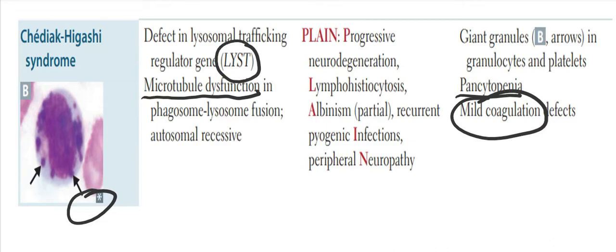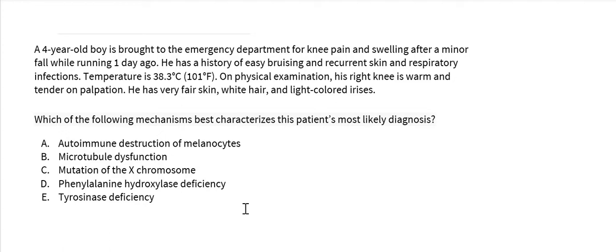Now that we understand what Chediak-Higashi syndrome is, let's go on to the question stem again. So this patient has albinism, as well as recurrent infections, a fever, a history of easy bruising, and his right knee is warm and tender after a fall. So this patient has a picture which is very consistent with Chediak-Higashi syndrome, which is an autosomal recessive mutation in the LYST gene. So question choice B is correct.